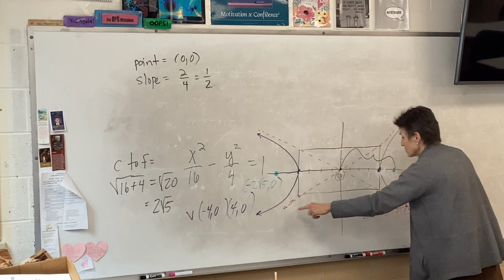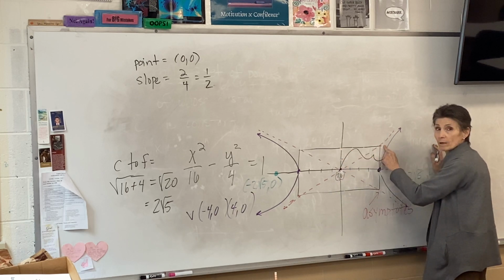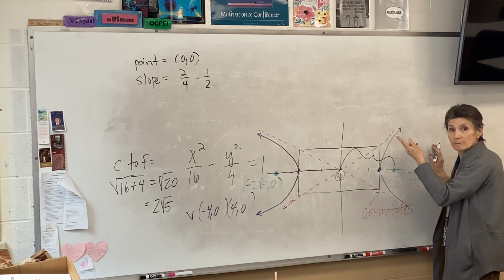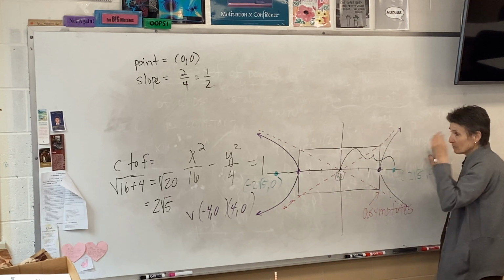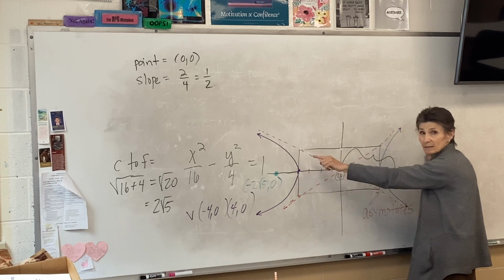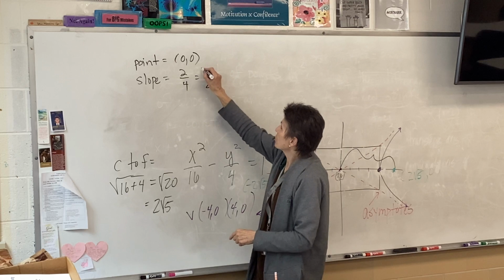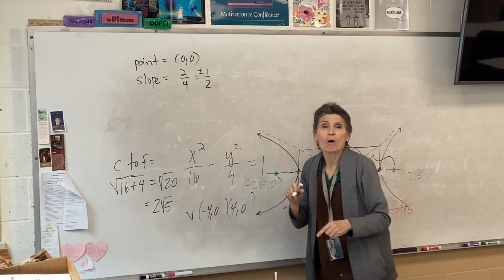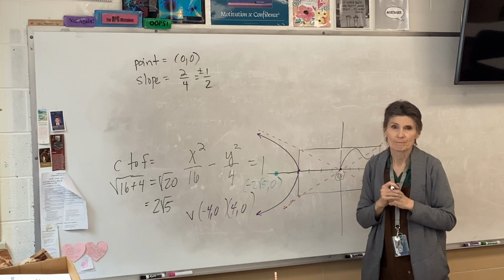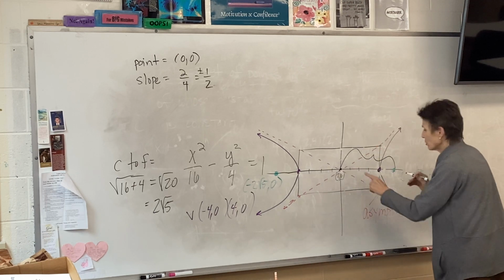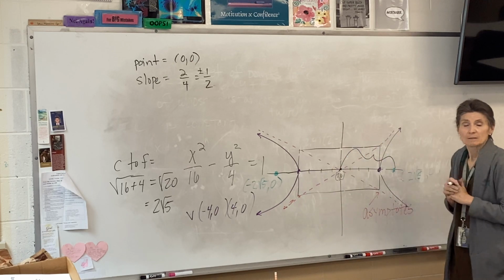So the slope of this red line is up 2 over 4. That's how I built the box. Now, what about that other red line? Well, it's the same thing, only it's up 2 and left 4, so that would be negative 1/2. So your asymptotes are always going to be the same number, one positive, one negative, because you're always going up and right, and up and left, the same amount.